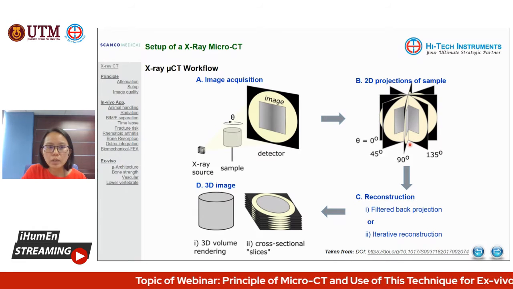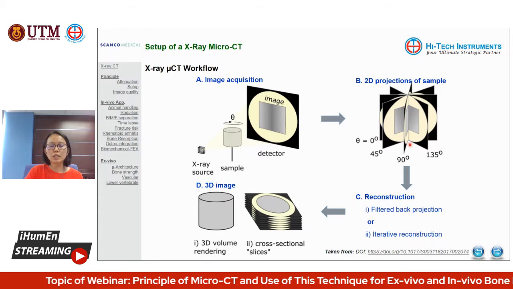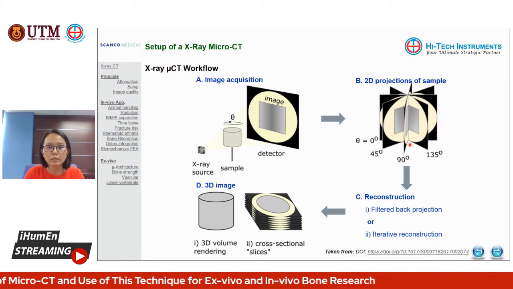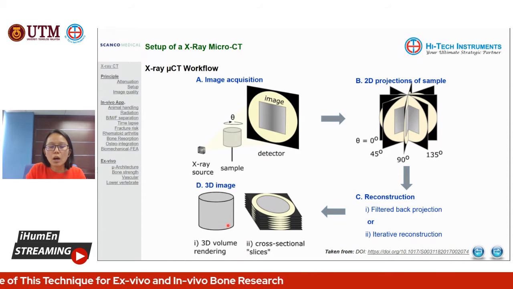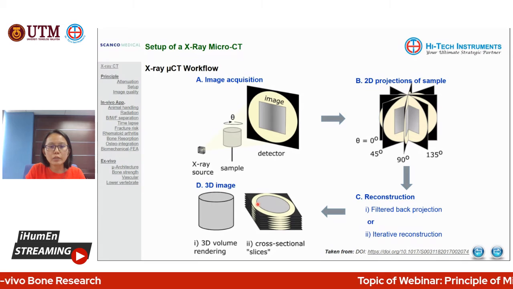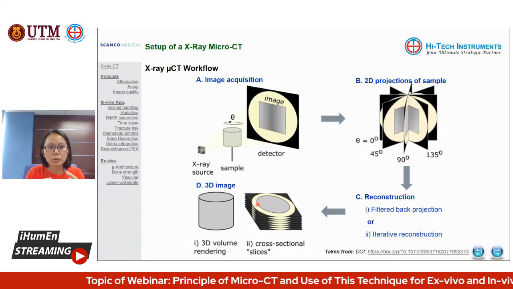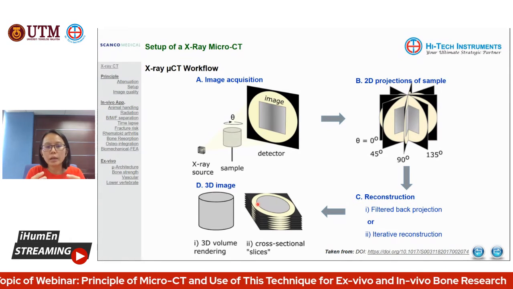So for this reconstructed 3D image, it can come in two forms. One is the 3D volume rendering, which is like this, or we can select cross-sectional slices, like the first slide I have shown, the lung lobe image. So you will see the slices instead of combining all of them into a 3D volume image.